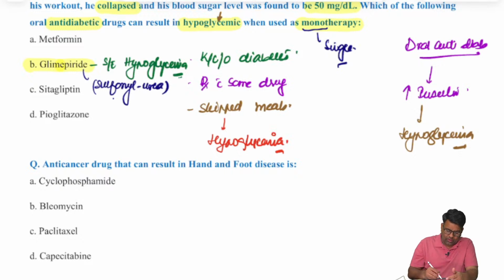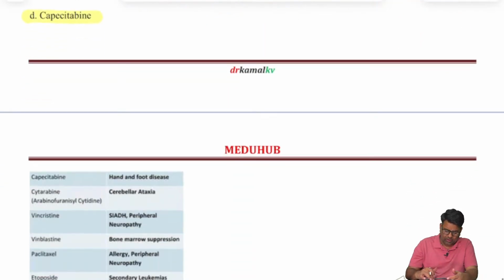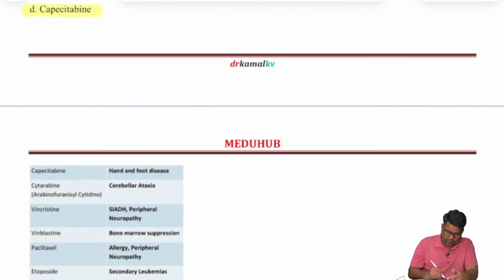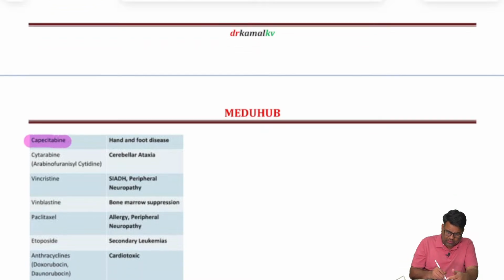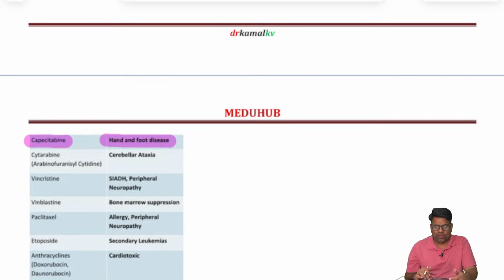Now, anti-cancer drug, the side effect of which is hand and foot disease. So which anti-cancer drug can cause hand and foot disease? The answer is capecitabine. So capecitabine can cause hand and foot disease, right? So this is capecitabine, which can cause hand and foot disease as a side effect.